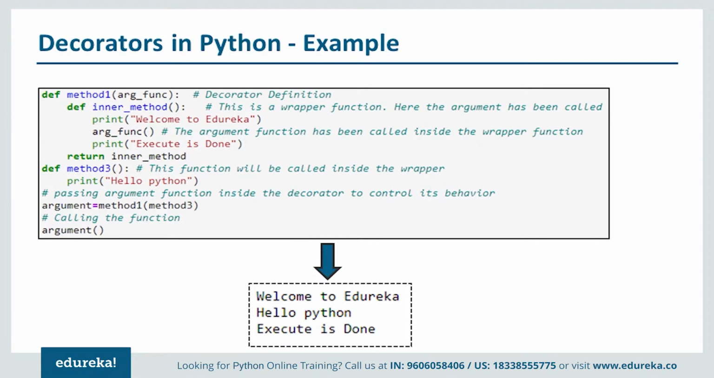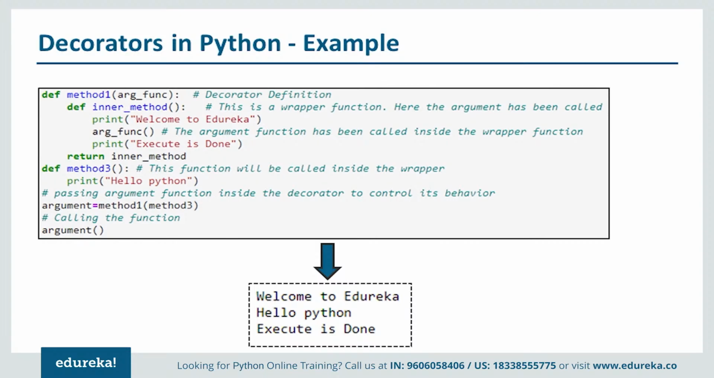Now we have another method called method 3, in which we are trying to print simple "hello Python" here. Now in the calling mechanism, you can see that we are saying that argument is equal to method 1 with an argument called method 3. So we are giving method 3 as an argument to method 1. Which will really mean that method 3 will be executed between the execution of "welcome to Edureka" and "execute is done". So arg_func will be replaced with method 3, and that's how you will get the overall mechanism.